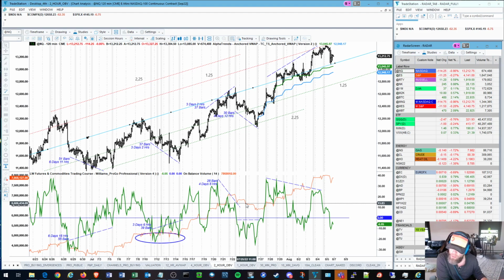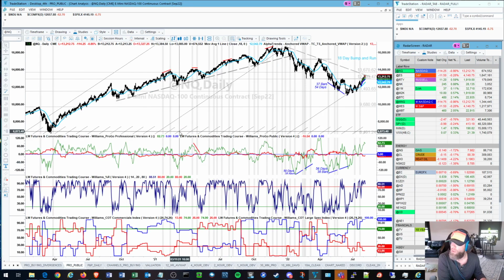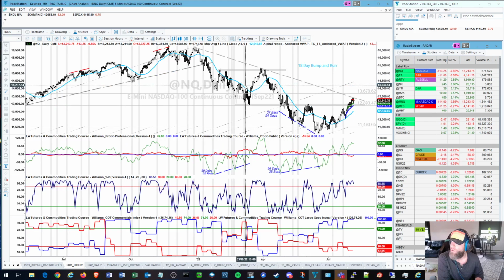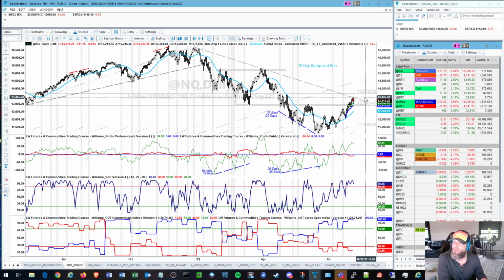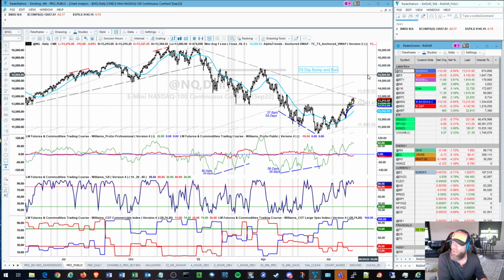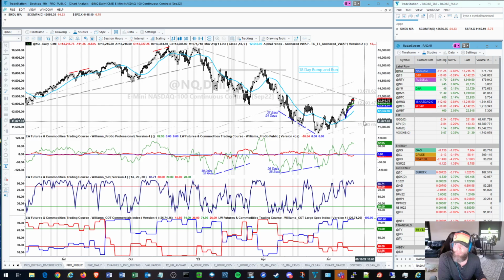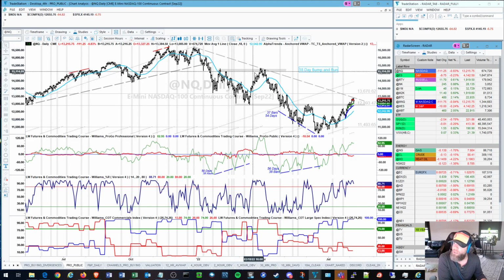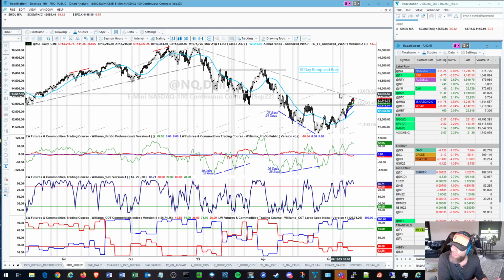Swing trading is a little bit different. That's when we get into our higher time frames, with professional buying on the daily and on the weekly. Here's Larry Williams' tried and true, I believe, 18-day bump and run. That's that blue line, the 18-day moving average. So higher time frame stuff. Just looking at where this trend line is, basic standard stuff.